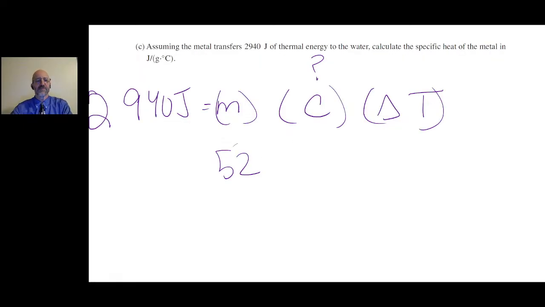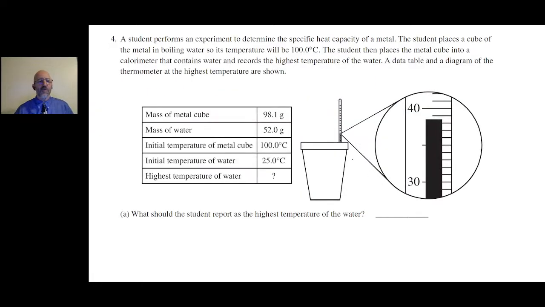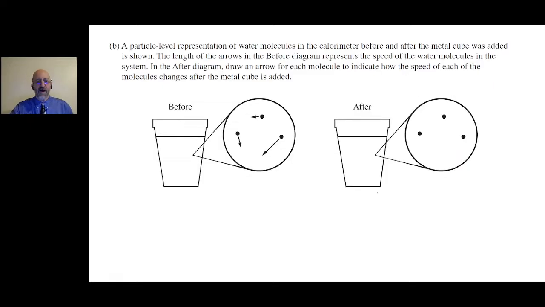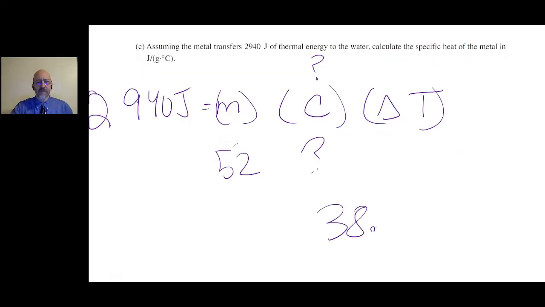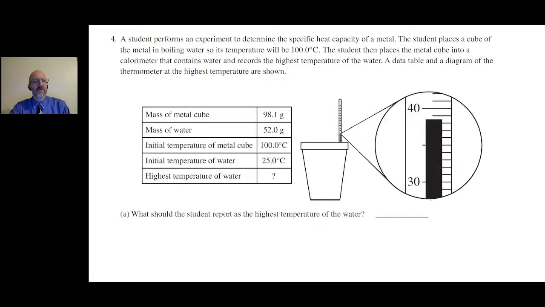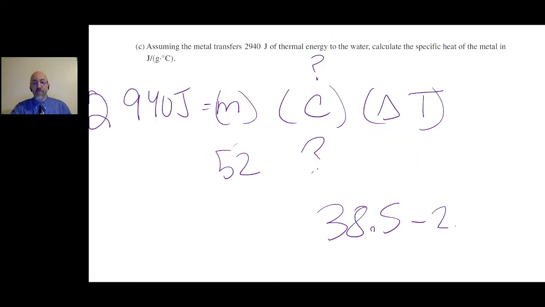So 52. Okay. The C is, I don't know. And then the delta T for the water is 25 to the highest temperature that we recorded, which was 38.5. So it's 38.5 minus 25. Now, I am not a big believer in final minus initial, because if I do Q, I never worry about sign. So I don't do final minus initial. I just do the magnitude. So the magnitude is the change in temperature. It looks like it's going to be around 13.5 degrees, if I can do some mental math there.